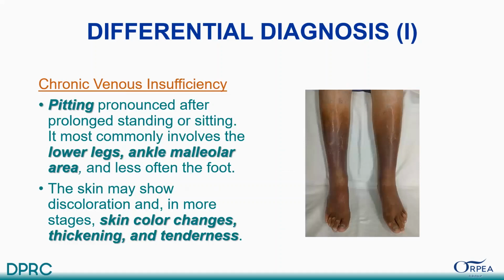Differential diagnosis. We will see now some different cases of edemas. The first one is related to chronic venous insufficiency. In this case, we will feel pitting, pronounced after prolonged standing or sitting. It most commonly involves the lower legs, the ankle malleolar area, and less often the foot. The skin may show discoloration, and in more advanced stages, we can see skin color changes, thickening of the skin, and tenderness. And we see in the picture that it's bilateral, so it will affect both the right and left lower extremities.